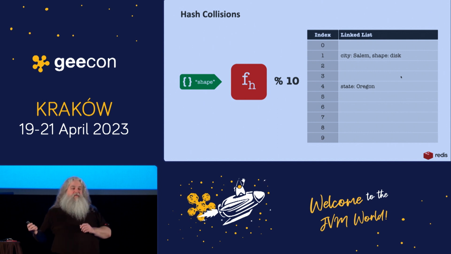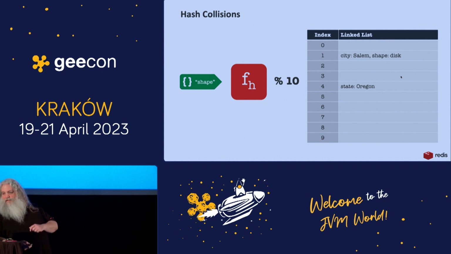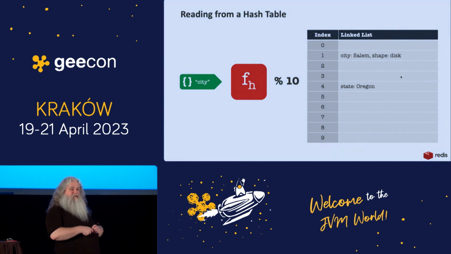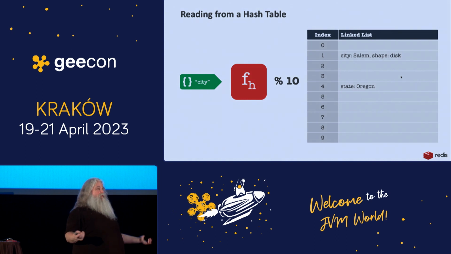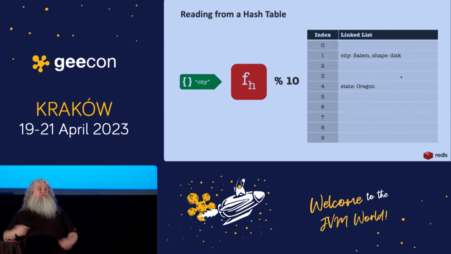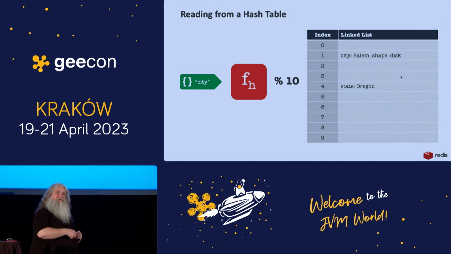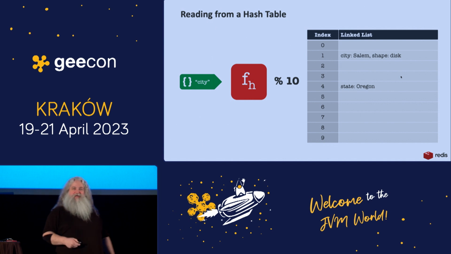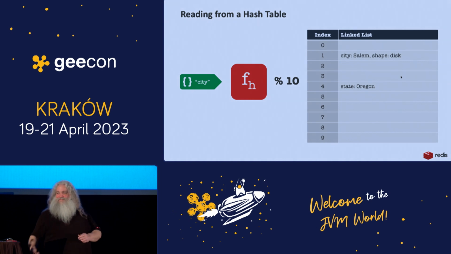And then when we go to read these, I think that's my next slide. Yeah. So when we go to read these, then we just reverse that process. So if we want to get the city out, we hash it again, get the index, and then we walk the list until we find city. So that's hash tables for dummies in 5 minutes. Actually, probably for smarties.